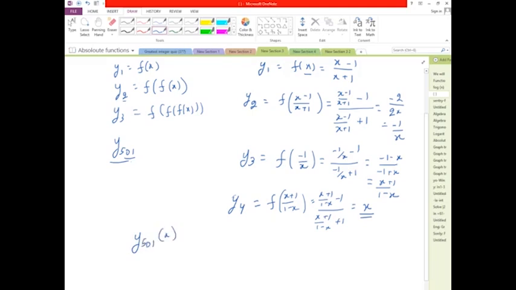But you know that y4x will be x, and then again y8x will be x. So if we write it as f500x, this part is going to be x, because after 4 times it will keep coming back to x. So the answer will be fx, which is equal to x minus 1 by x plus 1.